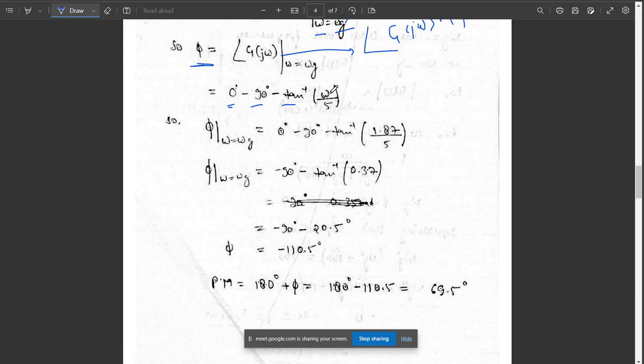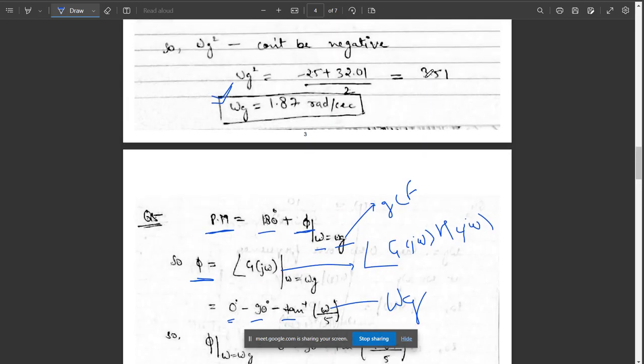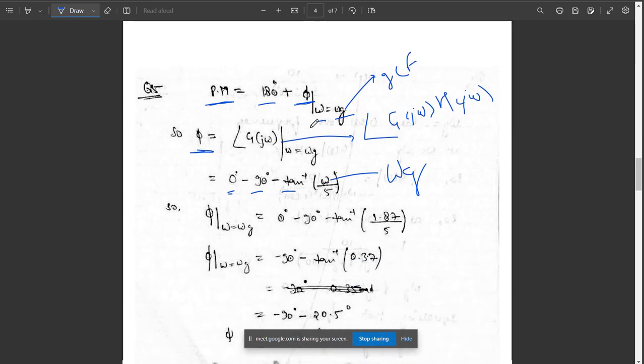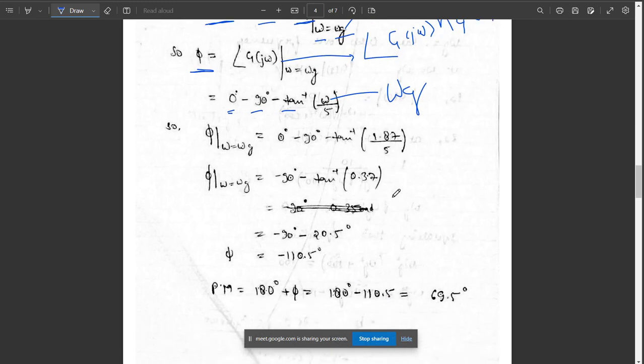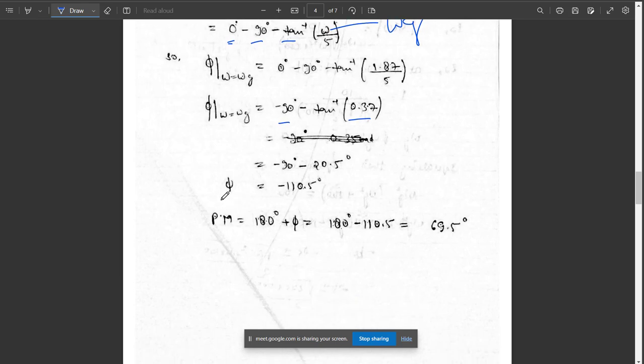For this omega, we have to put omega g, which is equal to 1.87 radian per second. So we'll put 1.87 radian per second divided by 5. We got 0.37, and minus 90 minus tan inverse 0.37. So here the value of phase is minus 110.5 degree. So phase margin will become 180 plus phi, that is 180 minus 110.5, that is 69.5 degrees.